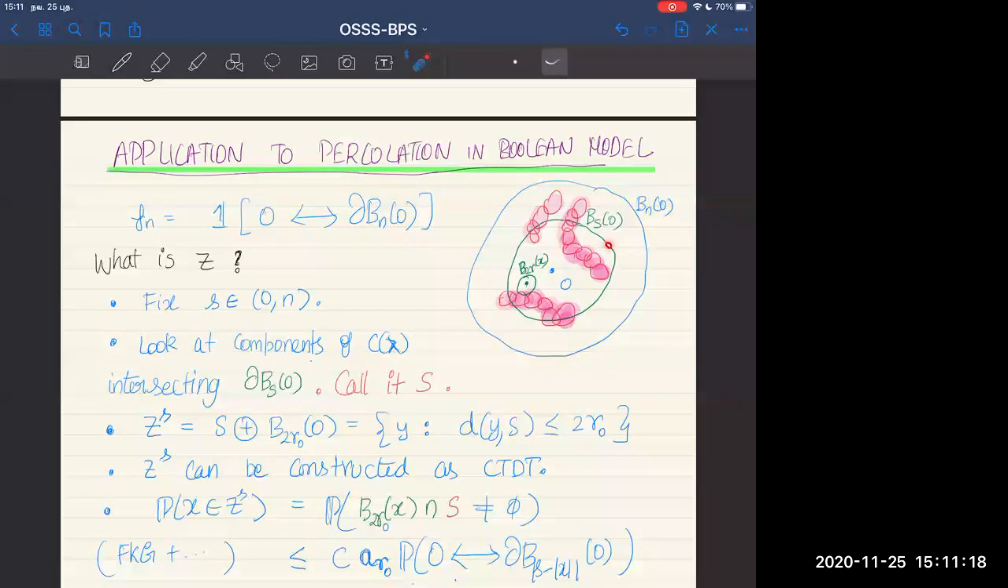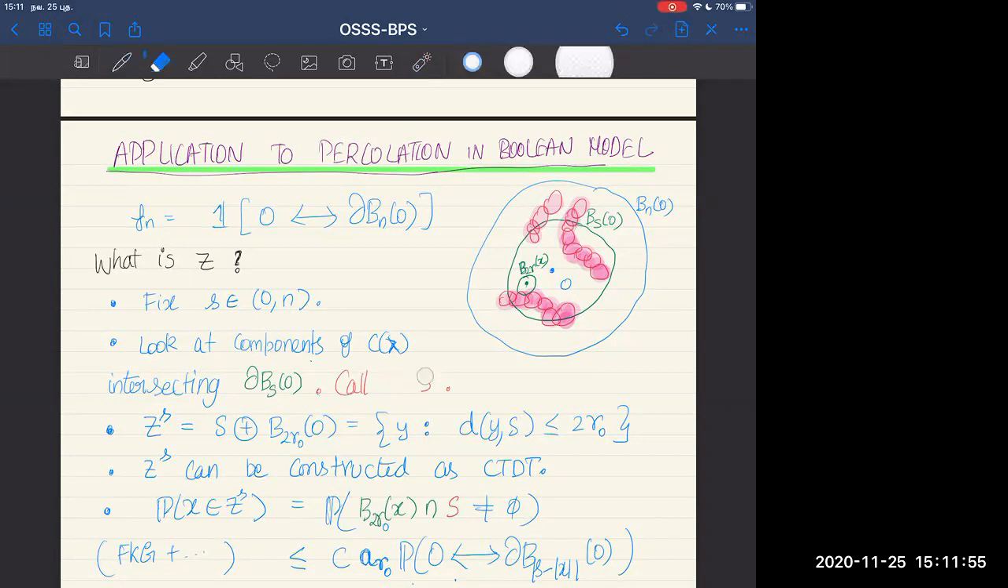Look at the ball of radius S. Look at all the components of the occupied region that intersect the ball of radius S. So in this figure, there are 3 components that intersect the occupied region. So I look at all of them, look at their union.